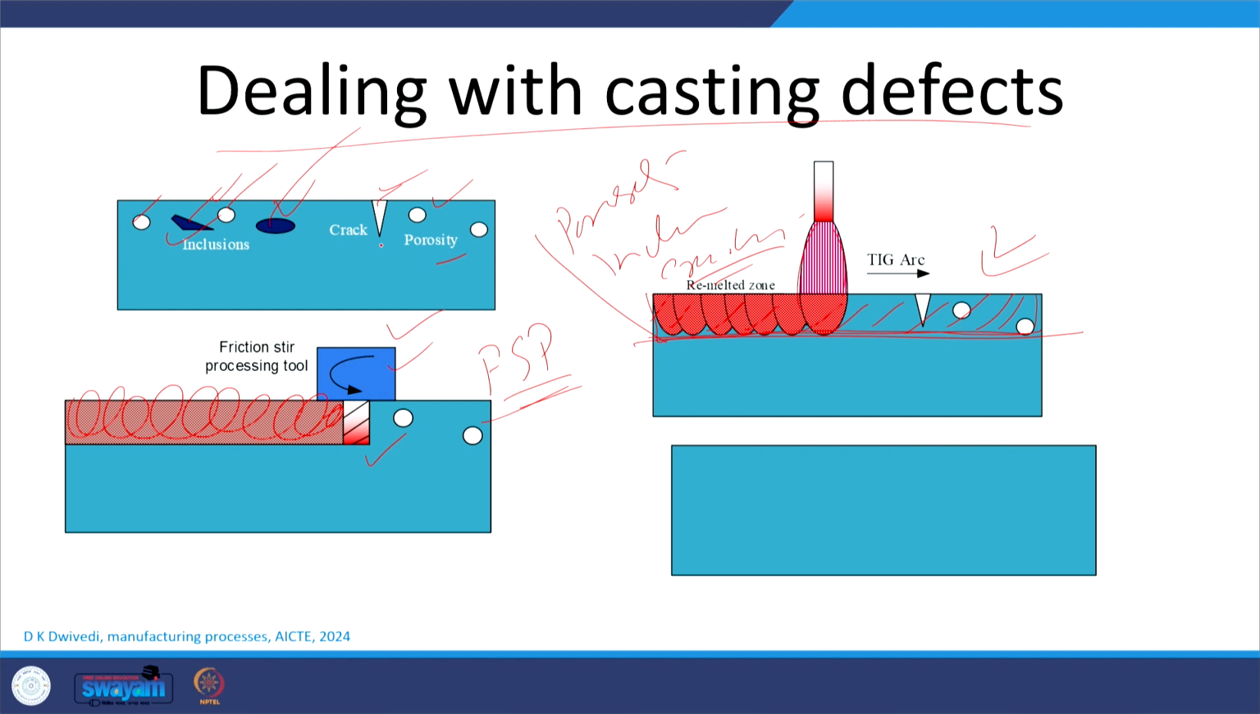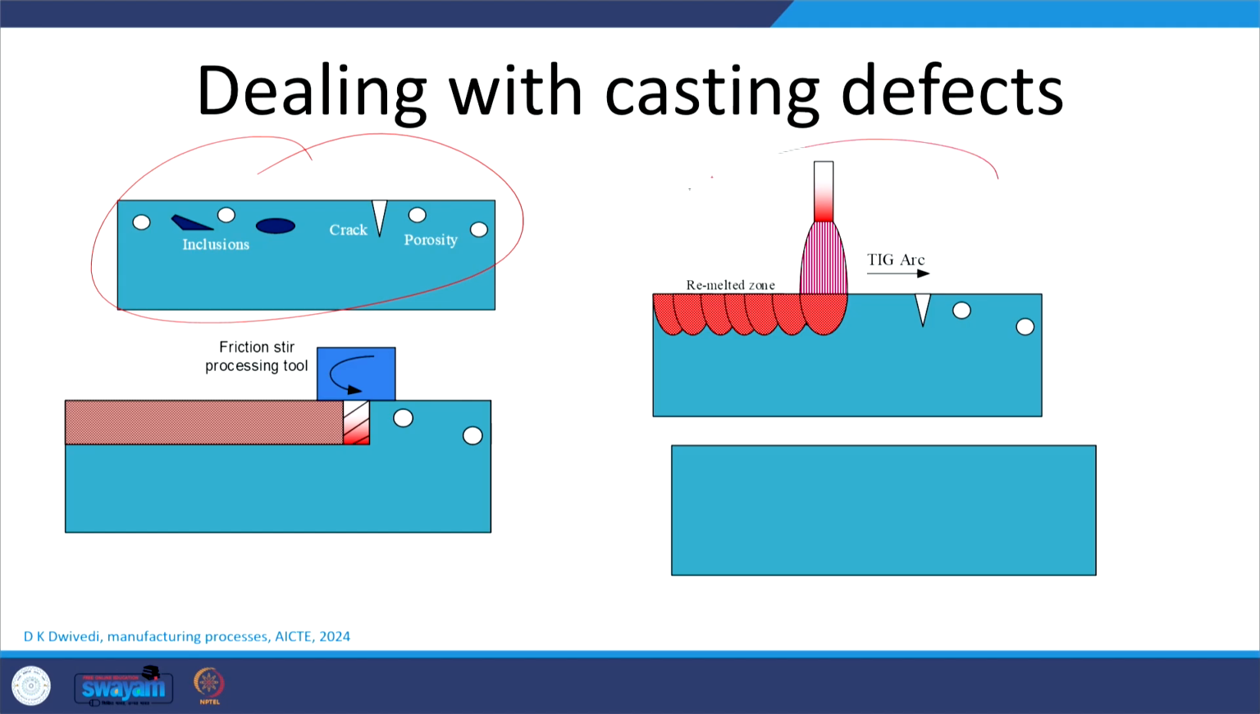So, initially we may have a defective component like this, but when we process using either controlled remelting using the TIG arc or controlled plastic deformation using friction stir processing, we get a sound casting like this.